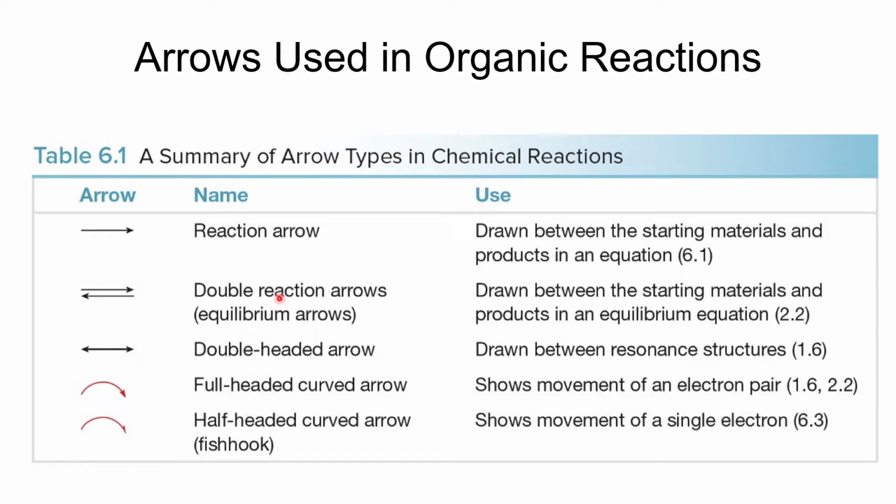Then the double-headed arrow is only used for resonance structures. We did talk about resonance structures in earlier chapters, and we will see more resonance structures. They are not going away. And then, as we have talked about in this chapter, we've got the full-headed arrow that we saw when we did resonance structures, and the half-headed curved arrow when we're talking about the movement of a single electron.